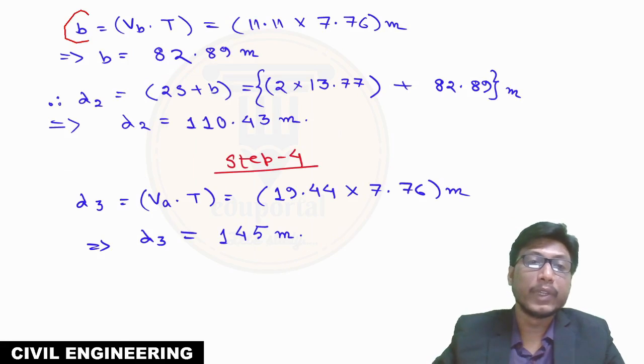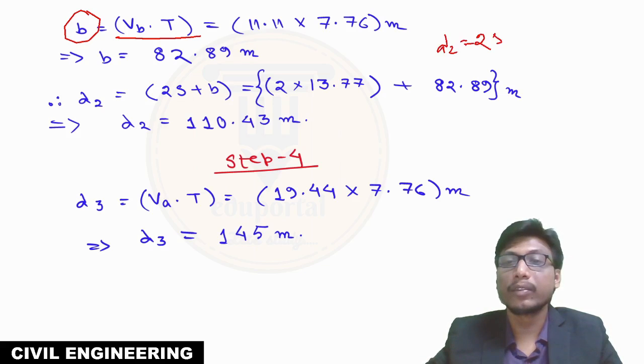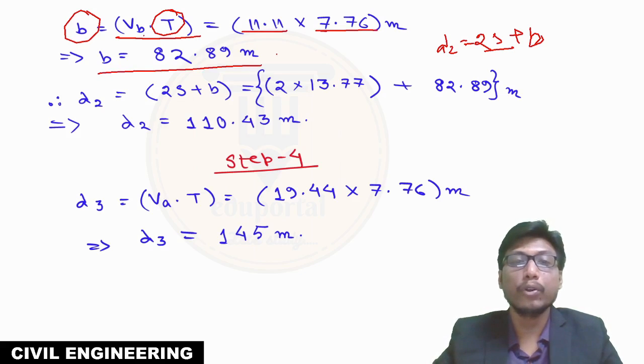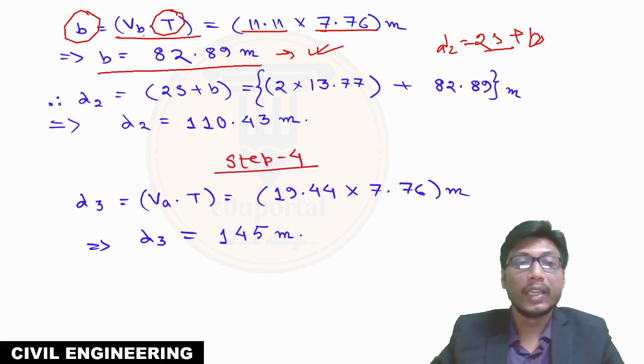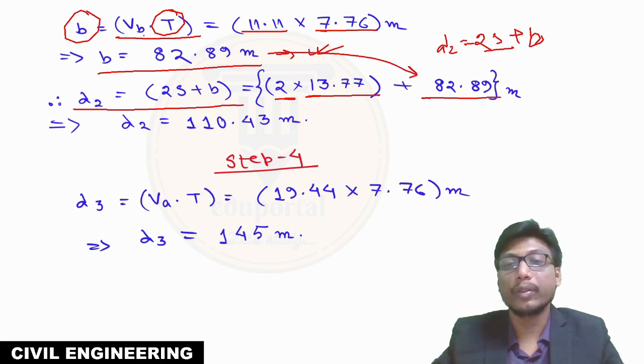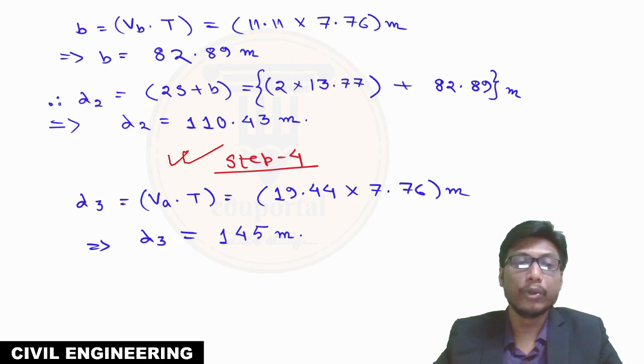Now, what is B? It is VB into T. We know D2 equals 2S plus B. S we have determined, and T is the overtaking time. So B is equal to 11.11 into 7.76, so B is equal to 82.89 meter. Now D2 equals 2S plus B. We put the values here: S is 13.77 meter and B is 82.89. If we put these values, we get D2 equal to 110.43 meter.